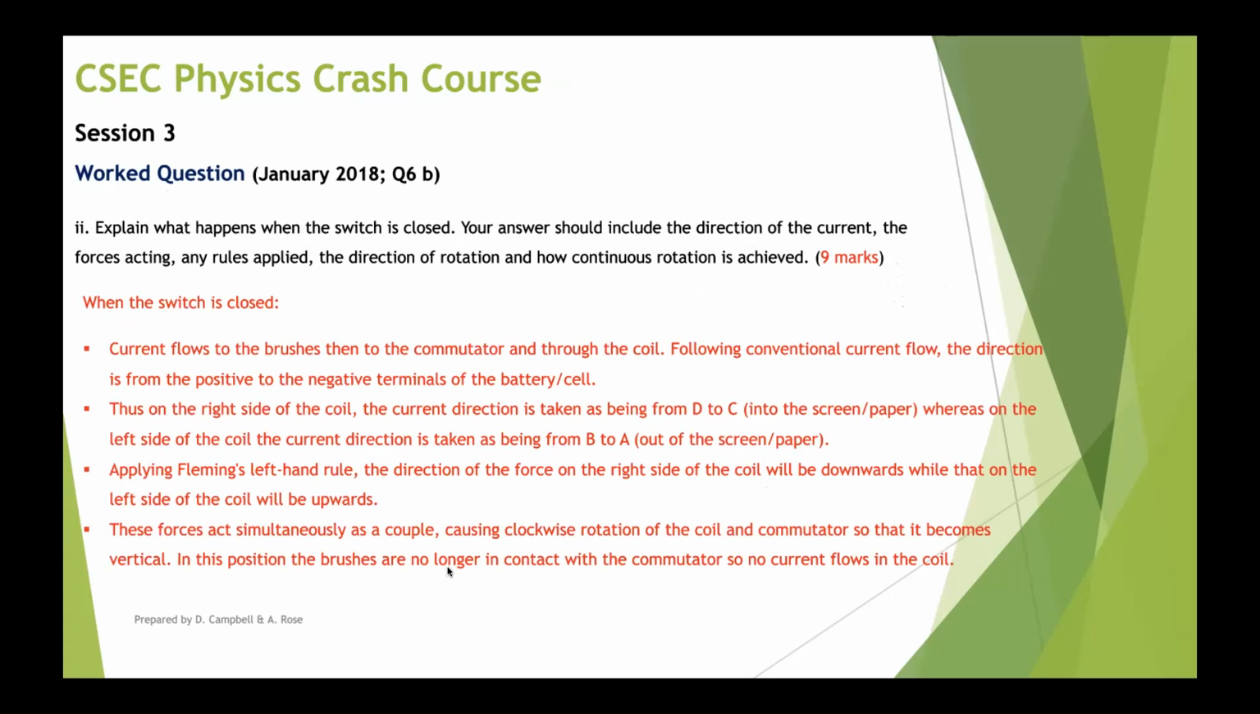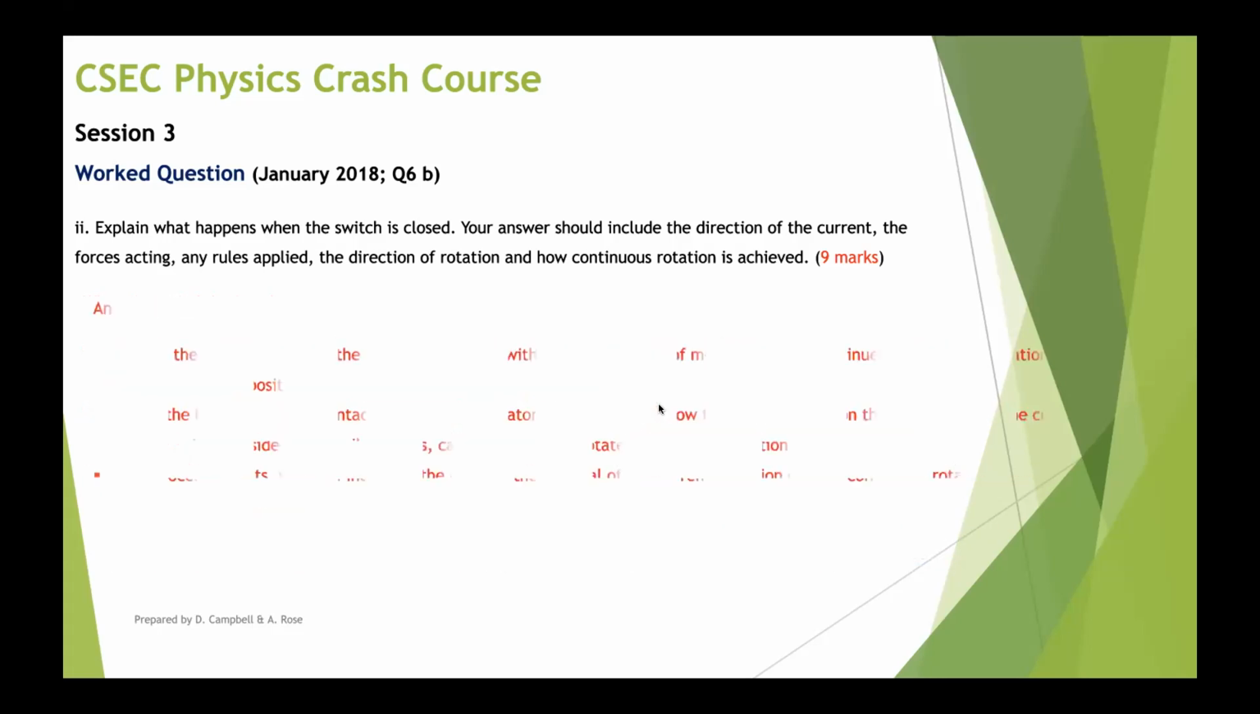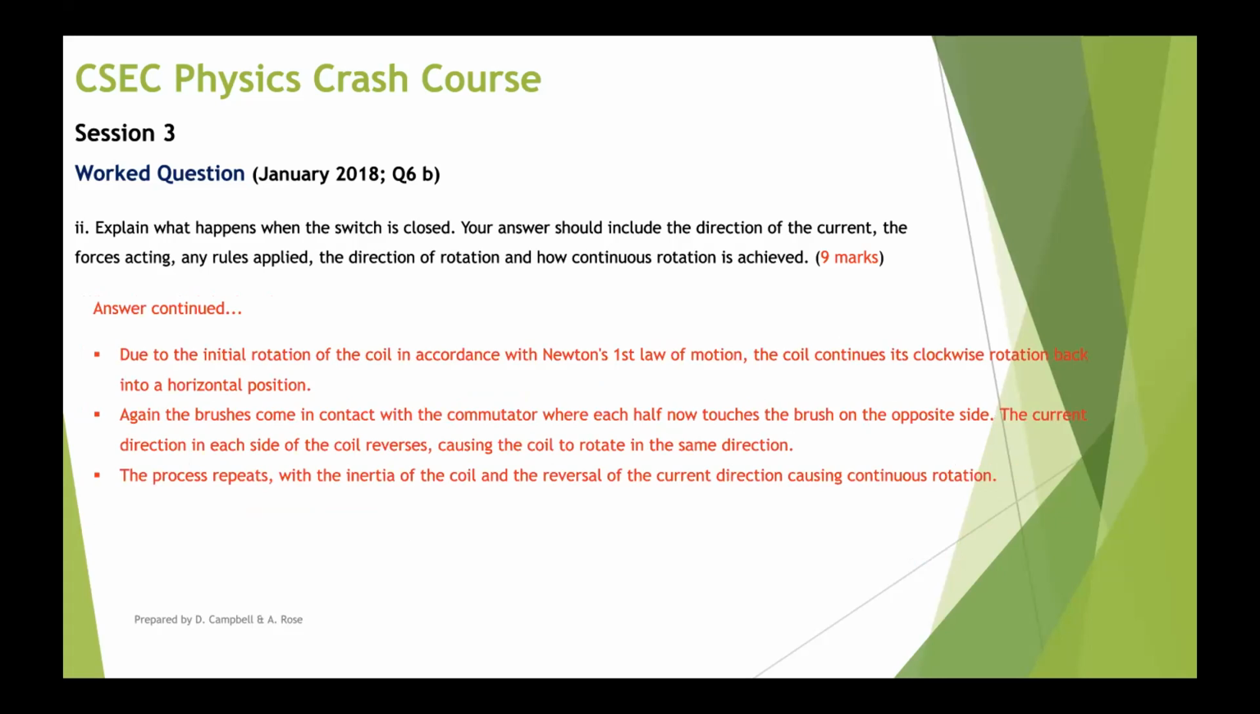Now these forces will act together, so you will have the coil rotating in a clockwise direction, and eventually it's going to reach a point where the setup becomes vertical, or the shaft is vertical. At this point, the brushes are no longer in contact with the commutator, so no current flows in the coil. However, because of inertia, the coil is going to continue to rotate clockwise and achieve its horizontal position again, so that once again the brushes will contact the commutator, now on the opposite side. So the current direction is now going to reverse, and the coil will continue to rotate in the clockwise direction.